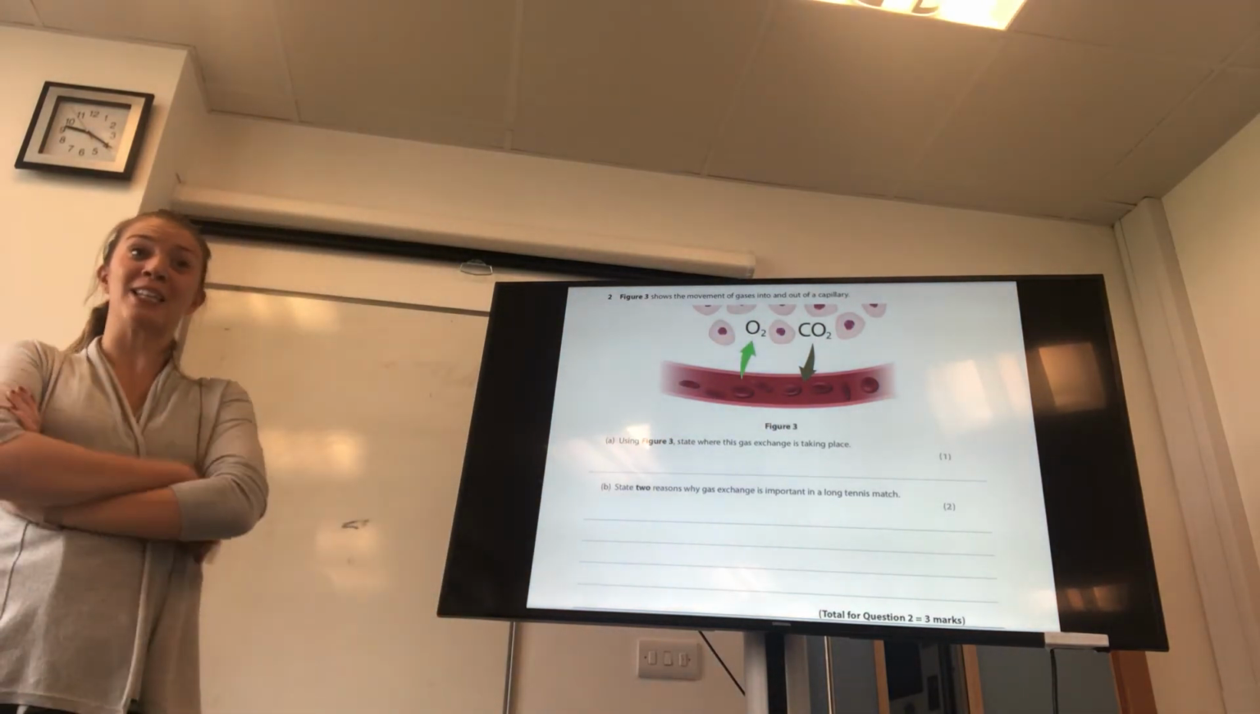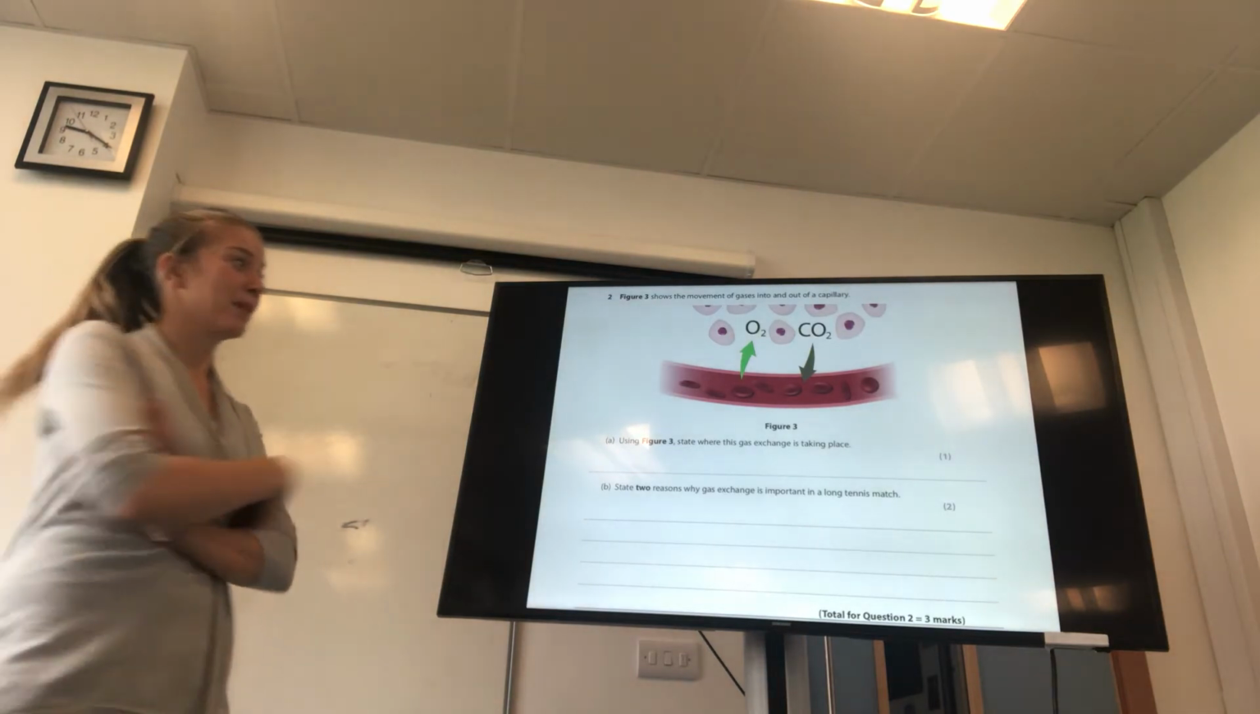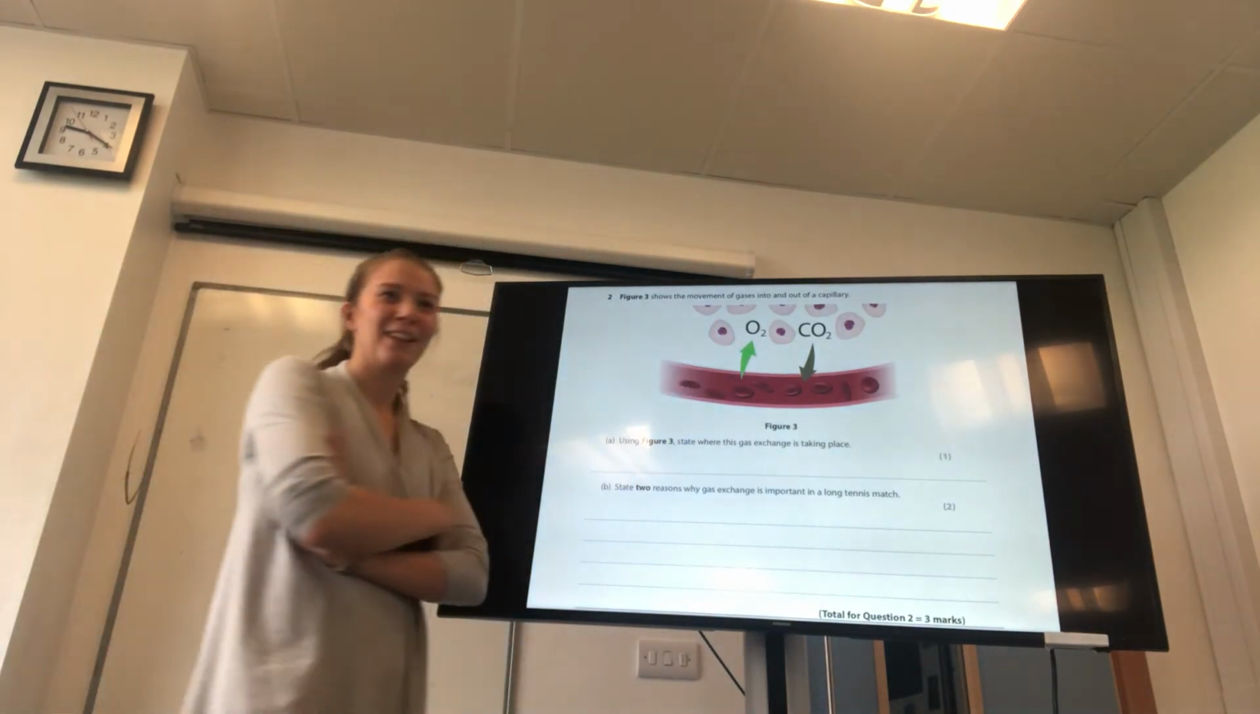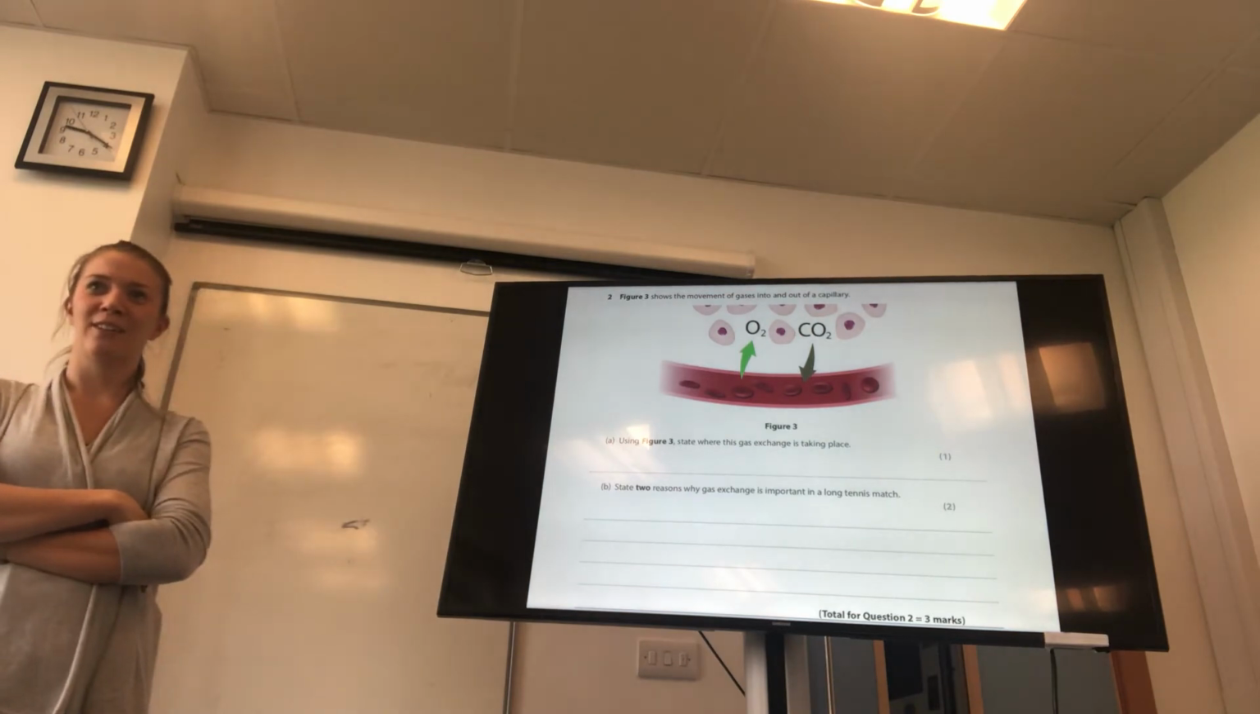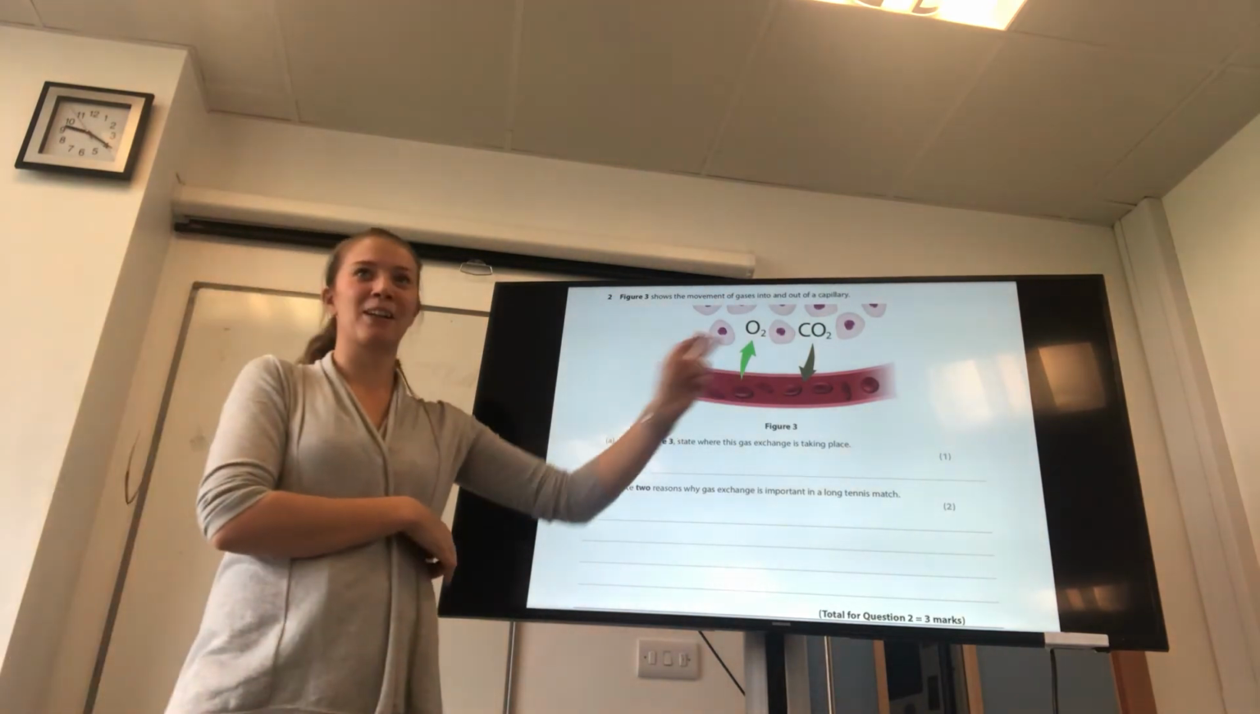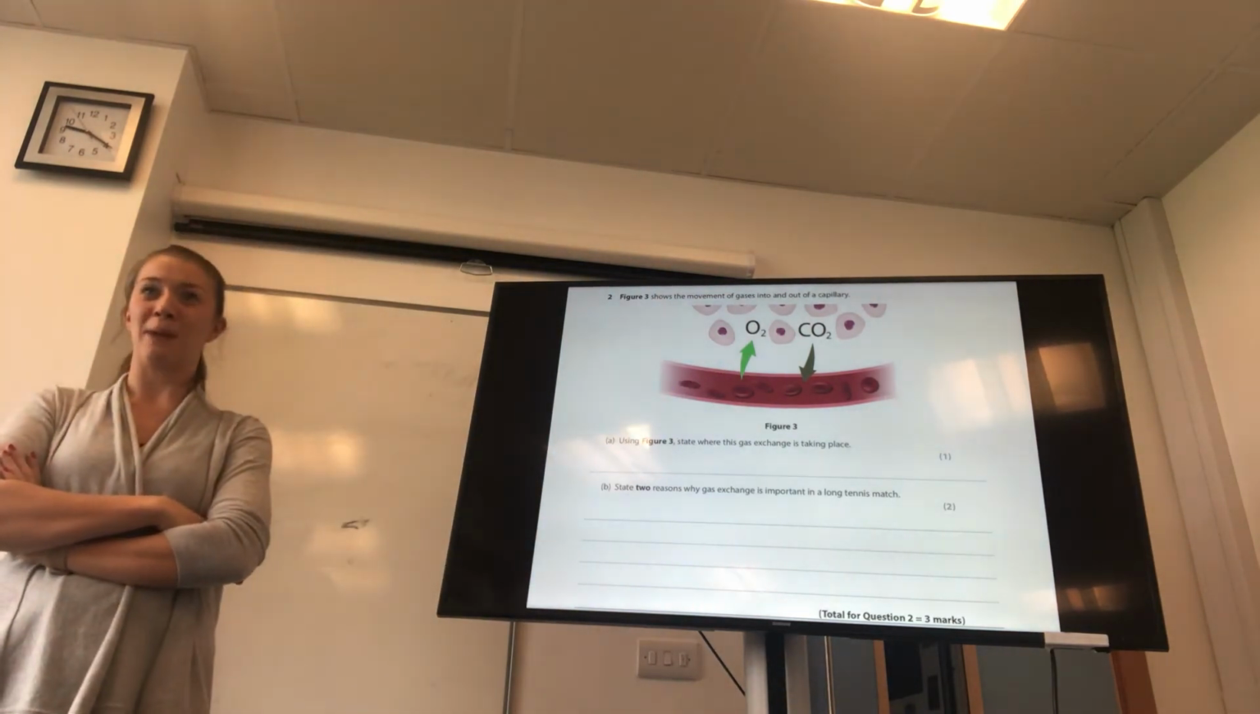If O2 was going in, it would be in the alveoli. But this shows the O2 leaving. So it's going to be at the... So this is the capillary. Where is that capillary? Where? At the muscle.